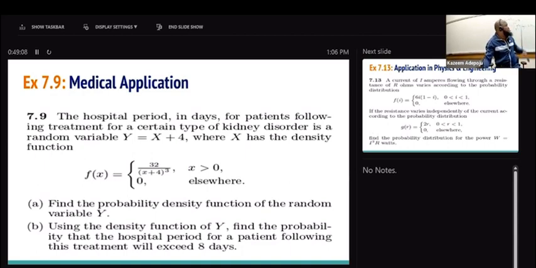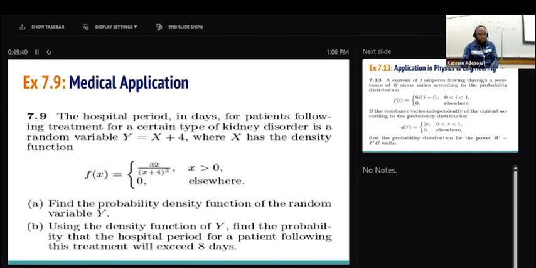In the medical field, it is not only doctors that work in hospital. There are a lot of people that are professionals. Take a look at this. The hospital period in days for patients following treatment for a certain type of kidney disorder is a random variable y, which is equal to s plus 4, where s is given, that's a probability. Now you want to find the probability density function for y when y equals s plus 4.